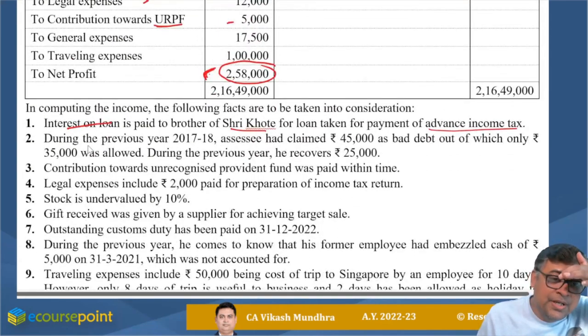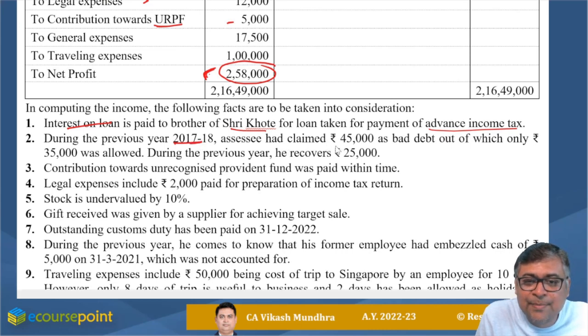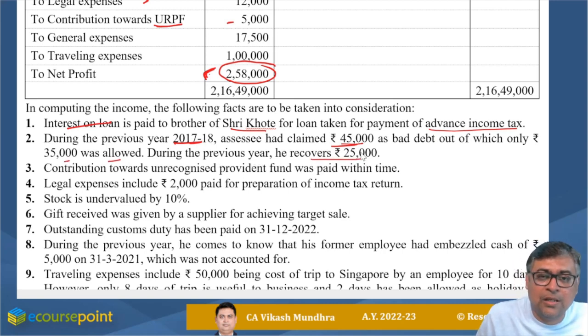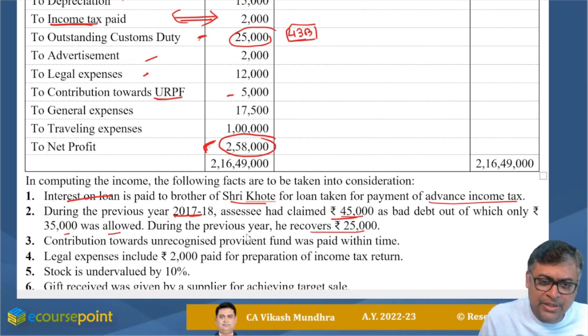Now, second point: during the previous year 2017-18, the assessee had claimed rupees 45,000 as bad debt, out of which only rupees 35,000 was allowed. During the previous year, he recovers 25,000. So out of 45,000, 35,000 was allowed, that means 10,000 was not allowed. During the previous year, he recovers 25,000.